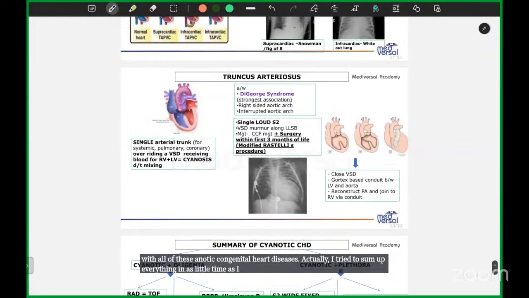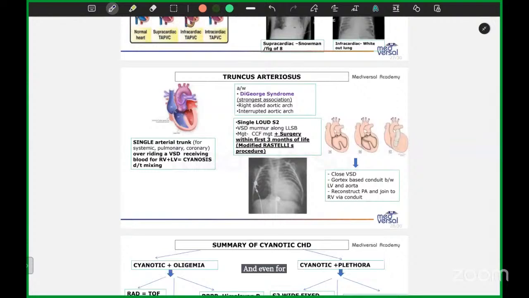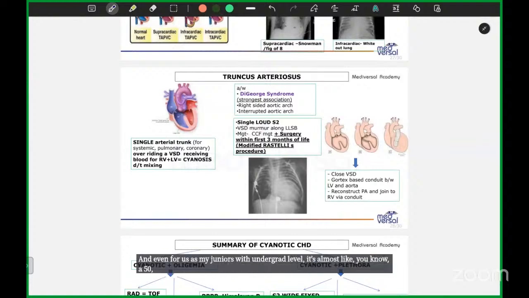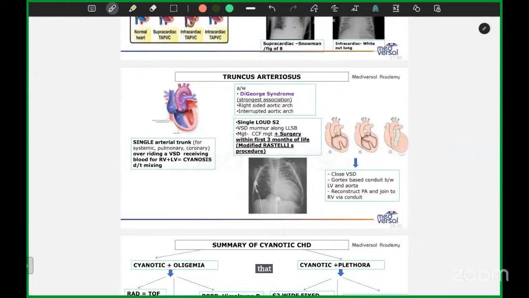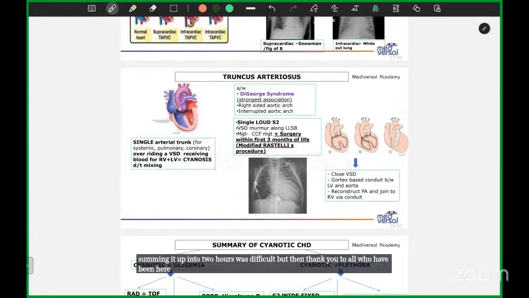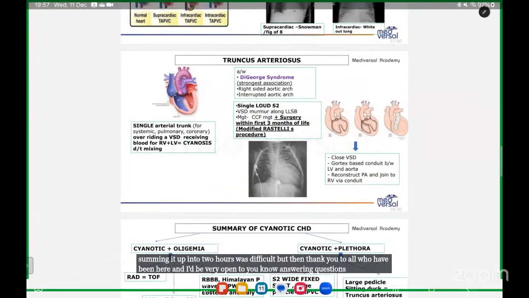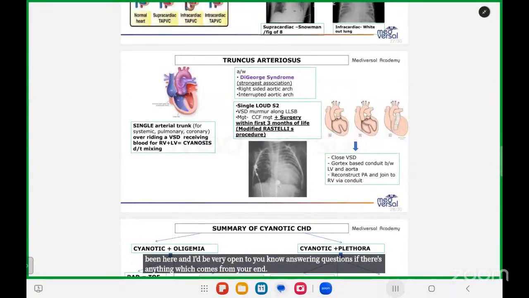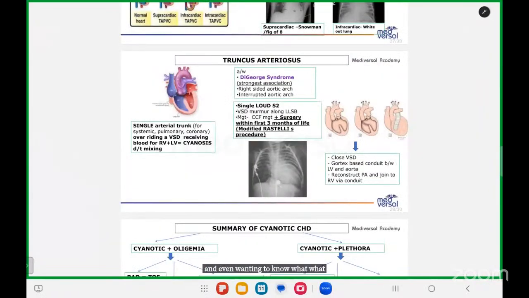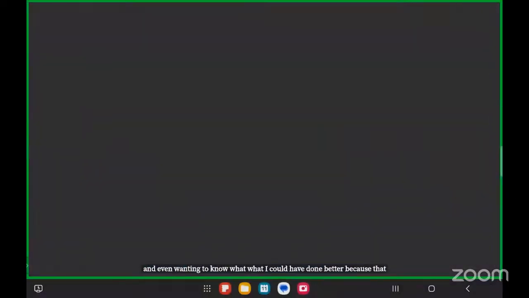It is actually a topic which the ones who are doing residency would know better, and even for us as your juniors at undergrad level, it's almost a 50-60 page book that you would get on congenital heart diseases. Summing it up into 2 hours was difficult, but thank you to all who have been here, and I'd be very open to answering questions if anything comes from your end, and even wanting to know what I could have done better, because that is something I'll always be looking forward to, and trying to incorporate in my further lectures.